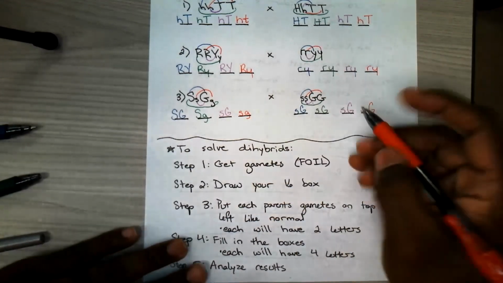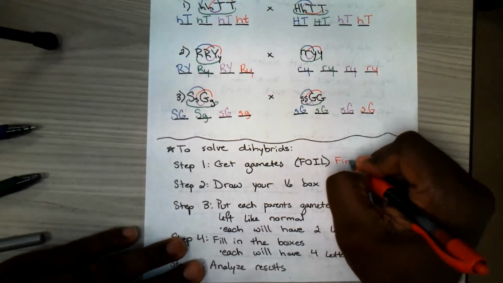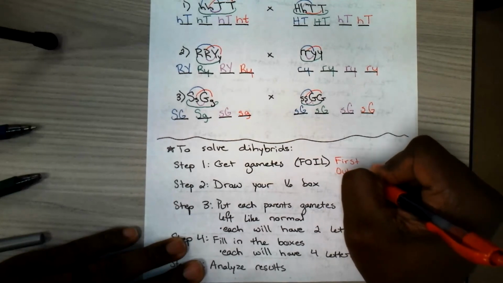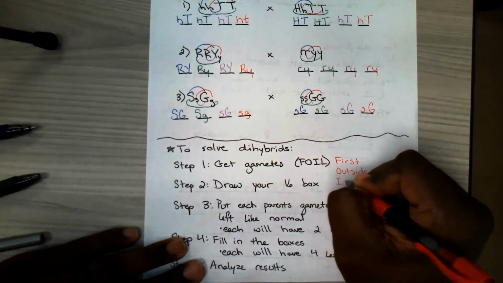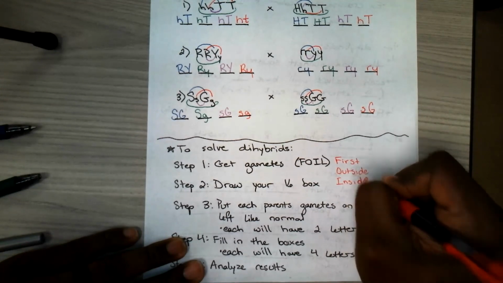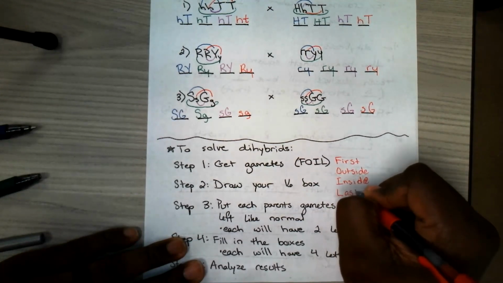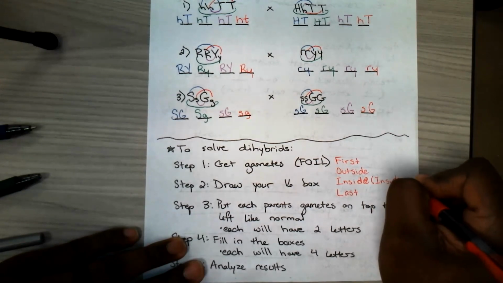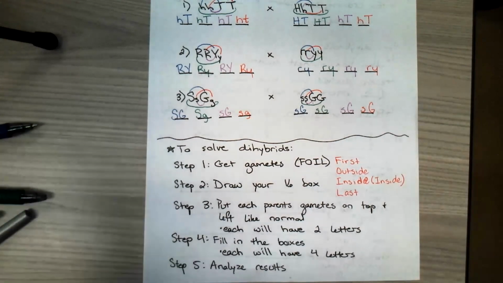So what I need you to remember from this, we're going to go first, outside, inside, and last letters. Man, I cannot spell today. That's supposed to be inside. All right. So there's that for you.